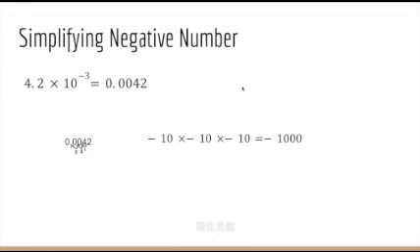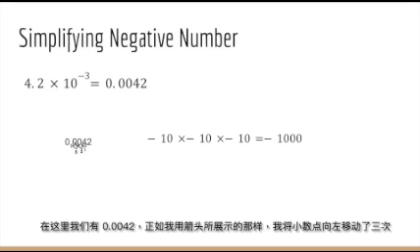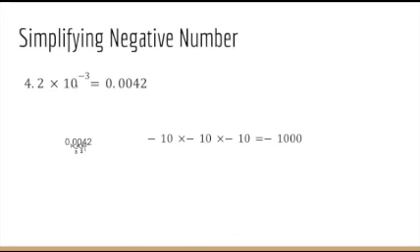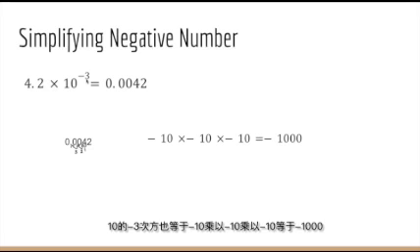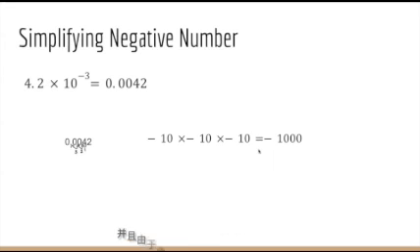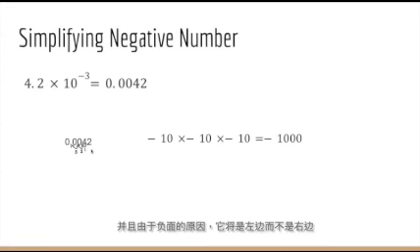Simplifying negative numbers. 4.2 multiplied by 10 to the power of negative 3 equals 0.0042. Over here, we have 0.0042. As I demonstrate with the arrows, I move the decimal point 3 times to the left. 10 to the power of negative 3 also equals negative 10 times negative 10 times negative 10, which equals negative 1,000. Because of the 3 zeros, we're going to move it 3 times to the left. And because of the negative, it's going to be the left, not the right.